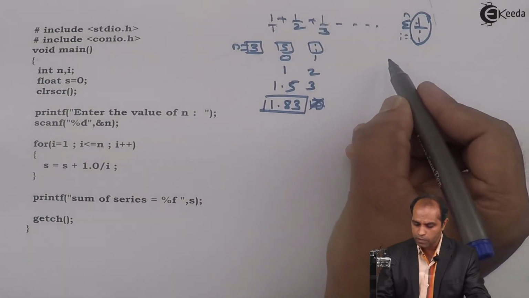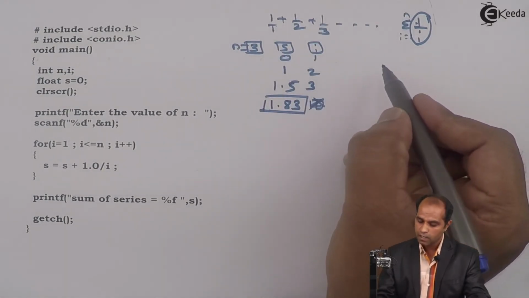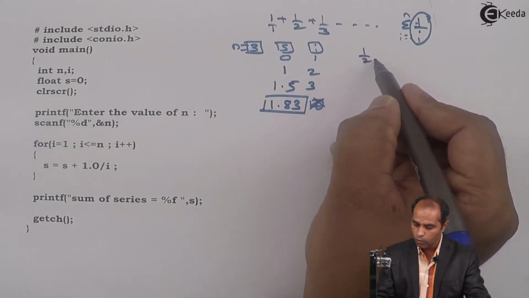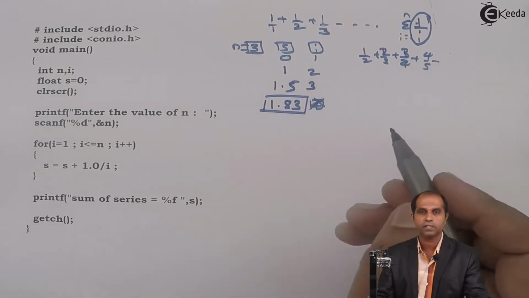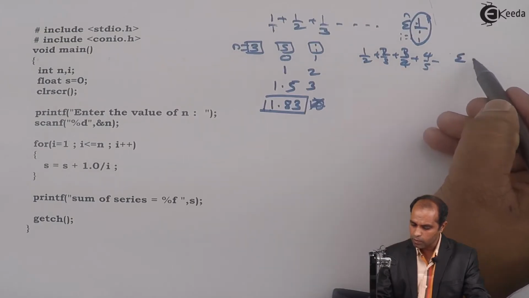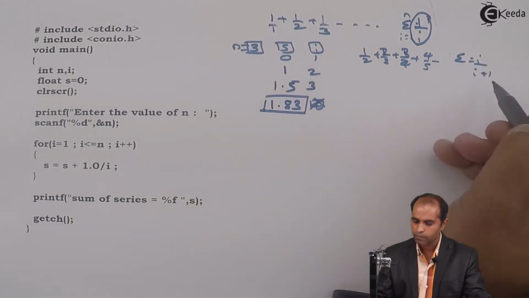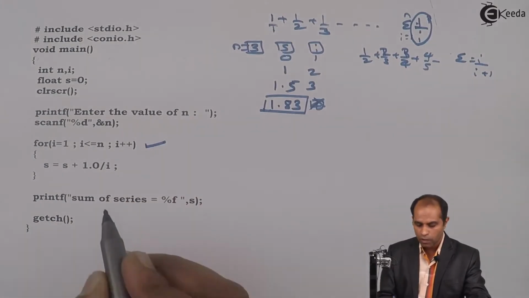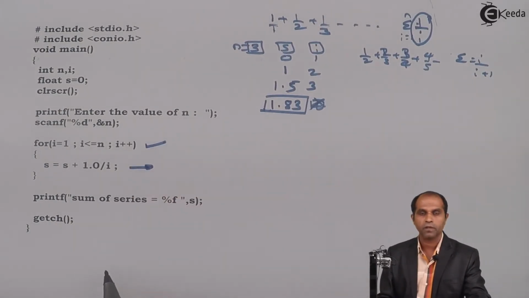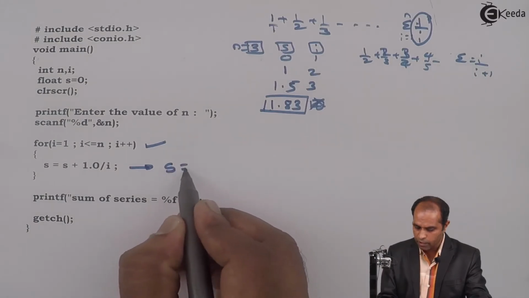What if this series had been 1 by 2 plus 2 by 3 plus 3 by 4 plus 4 by 5, the second series which I explained. So here your summation was i divided by i plus 1. So how could I write the expression? Still the same for loop we use. The only change would be this particular expression. How will this expression change?